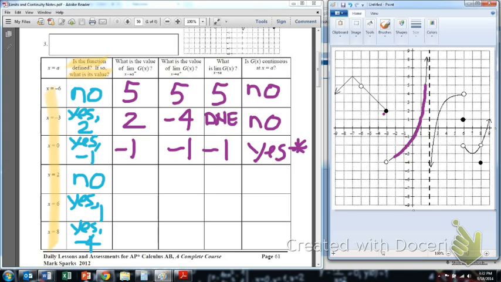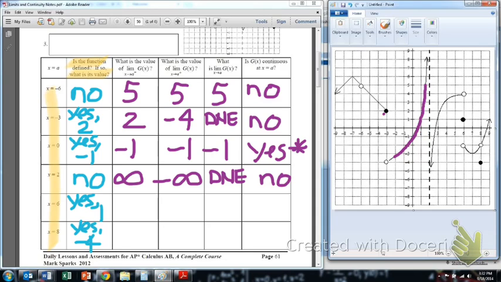Okay, at 2, the limit from the left is infinity. It goes up at the asymptote from the left. From the right, -infinity. Those don't match, and it's not continuous there. We have to pick up our pencil to draw the asymptote.